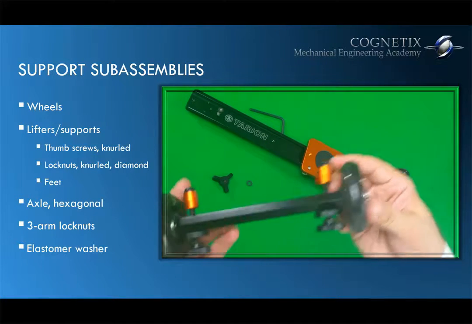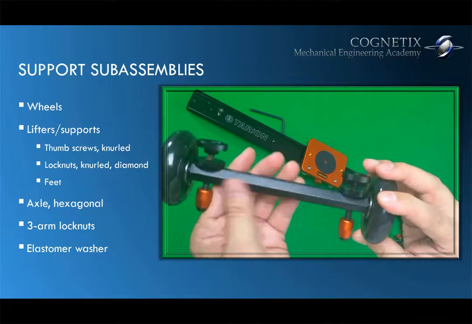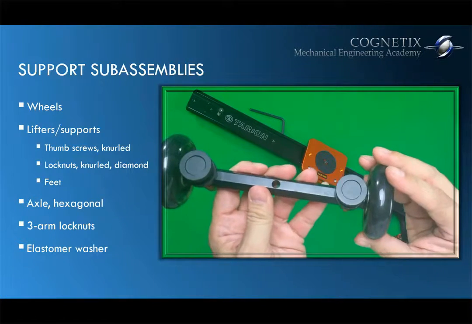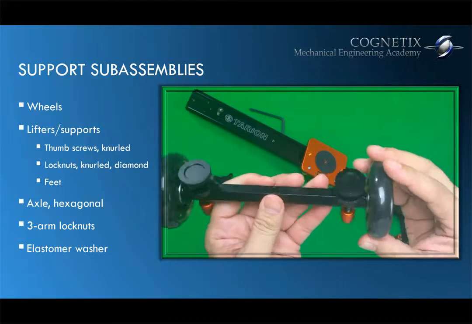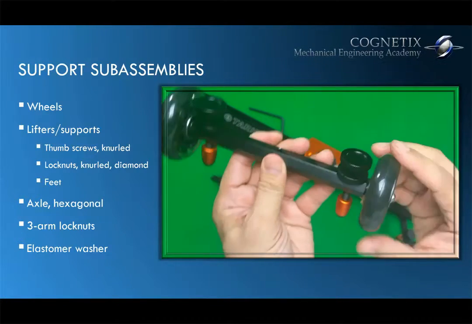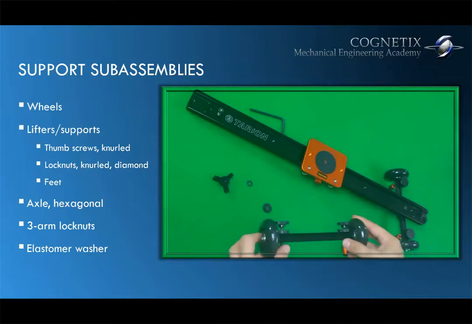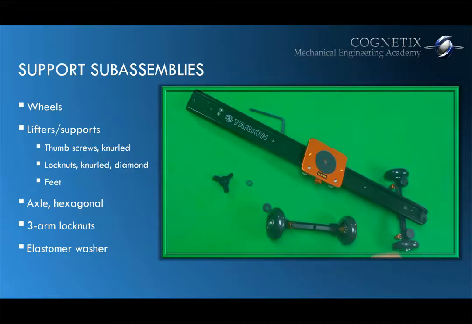Now, looking at this sub-assembly, it's simply a sub-assembly of a hexagonal axle, which is metallic of course, the thumb screws that we already talked about, and the wheels that we talked about. Okay, let's move on for now. Talk about some other things.